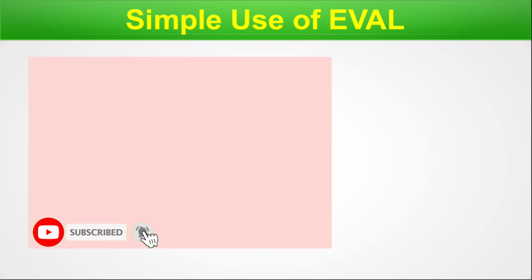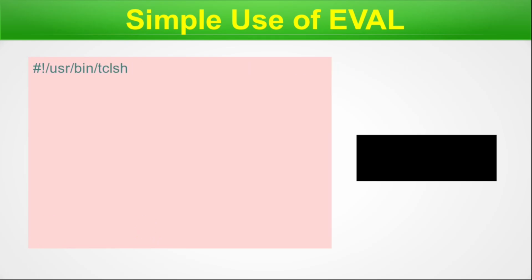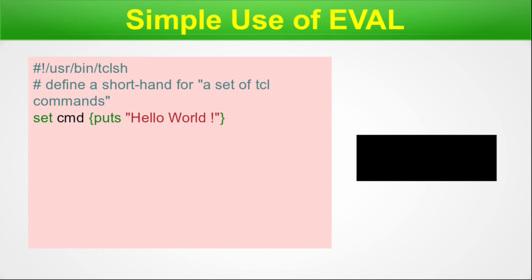Simple use of eval. Here goes our code, and here will be our output. First line starts with hashbang /usr/bin/tclsh. Next, we have a short comment inside the script: define a shorthand for a set of Tcl commands. set cmd {puts hello world}. Here, first thing, let me bring my mouse. This cmd is not a command. We have set a variable cmd with just a list of strings. You remember this is a list, right? The first one is a Tcl command puts and the next thing is hello world. So this entire variable is capturing a list where the first one is the Tcl command itself and the next one is its argument. So this is where we are shorthanding.